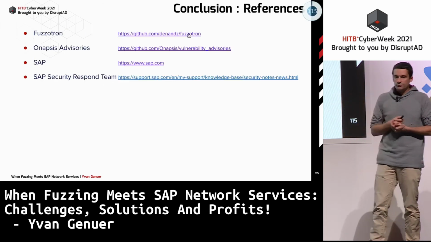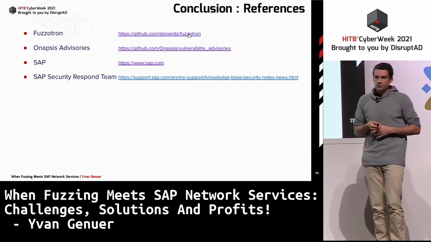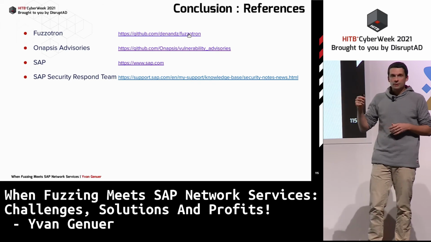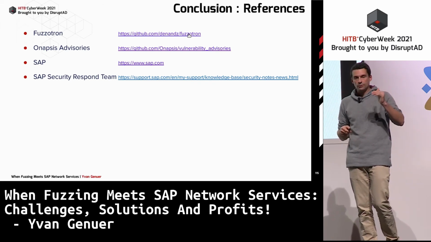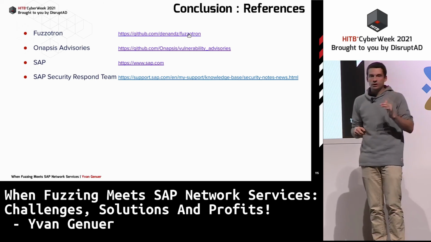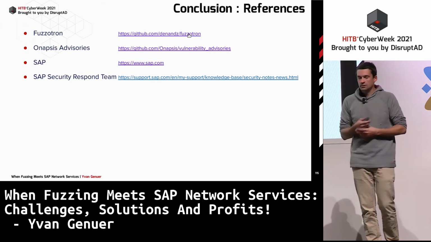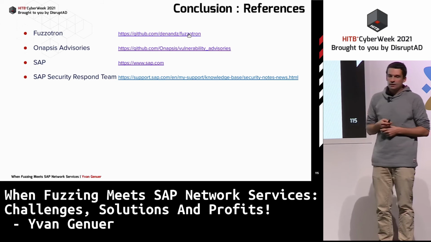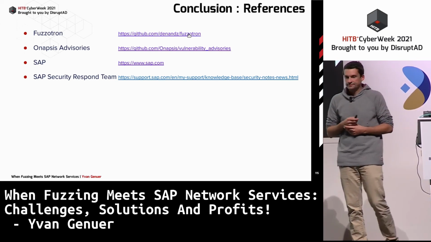So I put the reference, Fuzzertron, a very cool fuzzer. And also on our GitHub, if you are interested, we put the advisories of all the crashes we found. So if you are interested in more detail on each crash, you can go to our GitHub. Also the SAP URL and the SAP response team again.